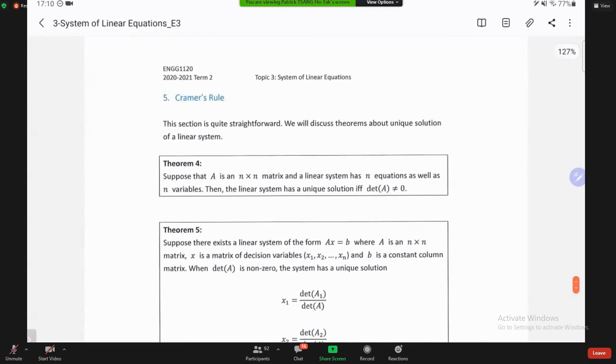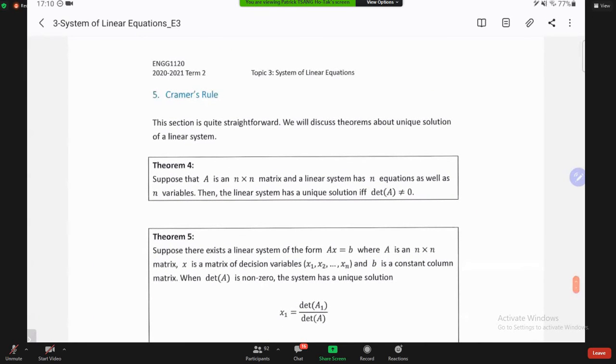The last section of this topic is called Cramer's rule. Maybe some of you have learned this before. This rule helps us find the unique solution of a system. That means if you can verify the system has a unique solution, Cramer's rule will be able to tell you the solution value directly by plugging the corresponding value into the given formula. I will give you some idea for Cramer's rule.